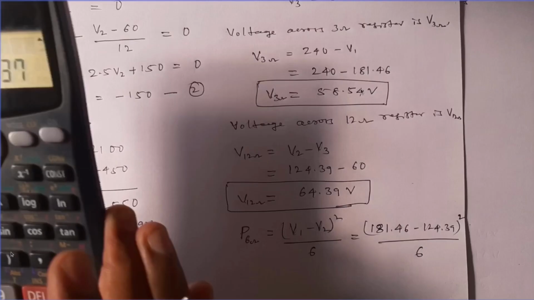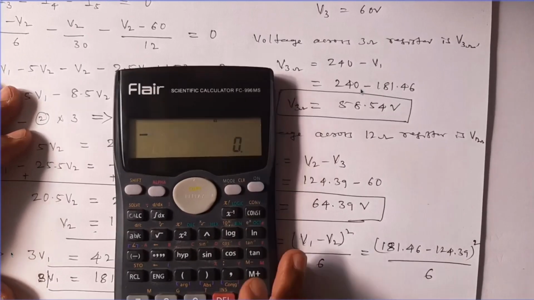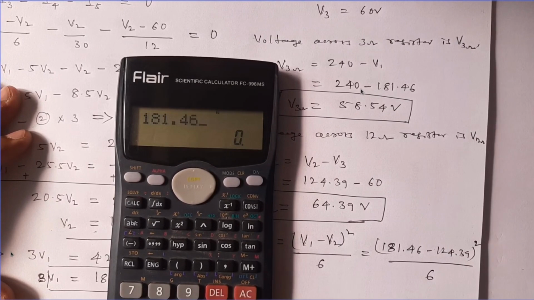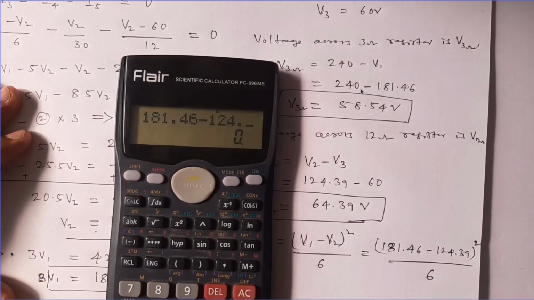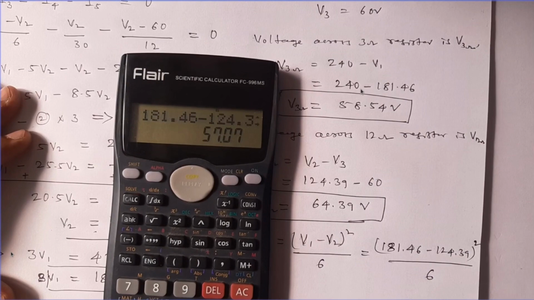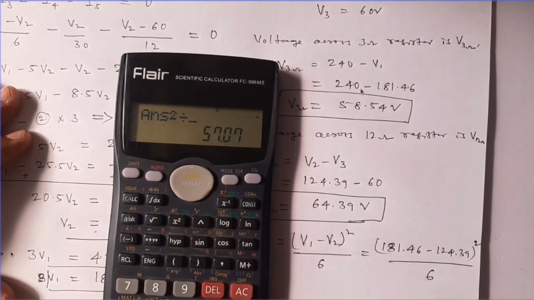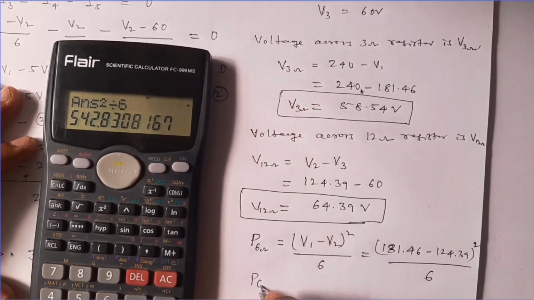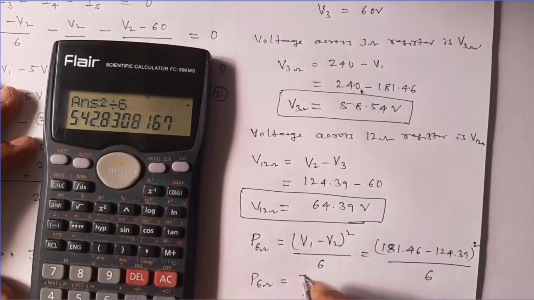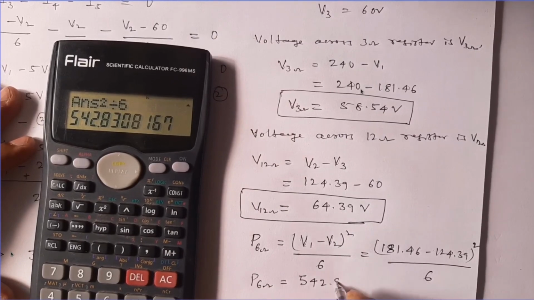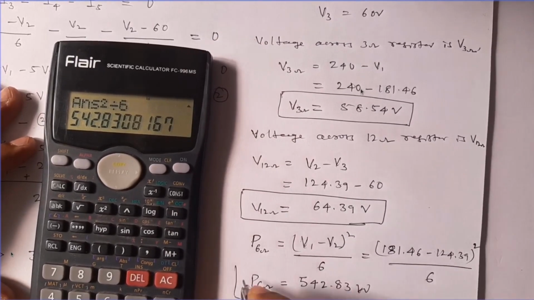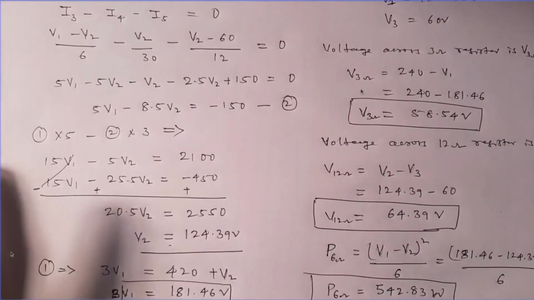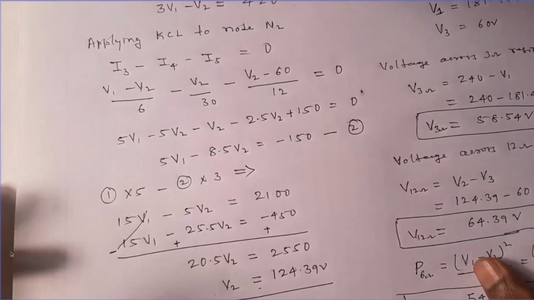Let me calculate. V1 is 181.46 minus V2 is 124.39, squared, divided by 6. So P6 ohm is equal to 542.83 watts. This is the power dissipated, or absorbed, by the 6 ohm resistor. Hope this is clear to all of you, dear students.